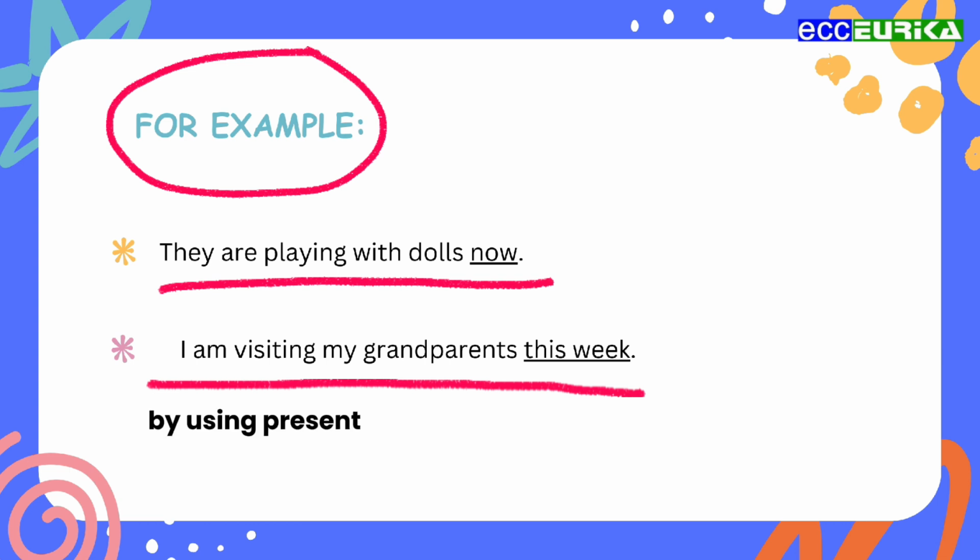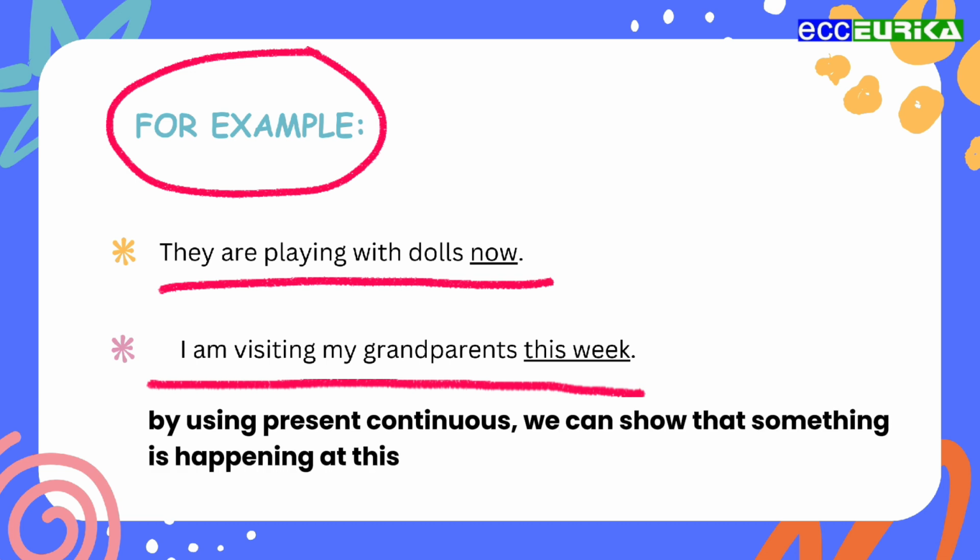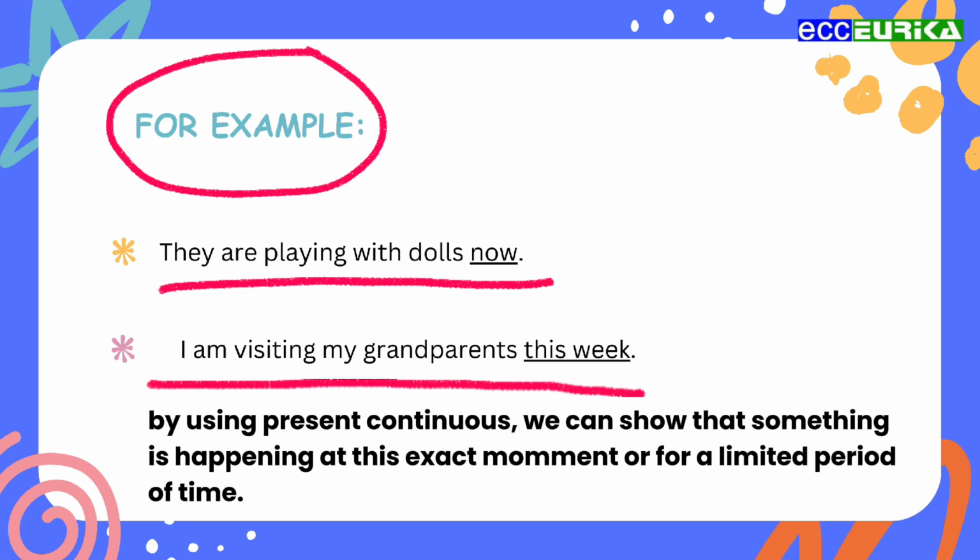By using present continuous, we can show that something is happening at this exact moment or for a limited period of time.